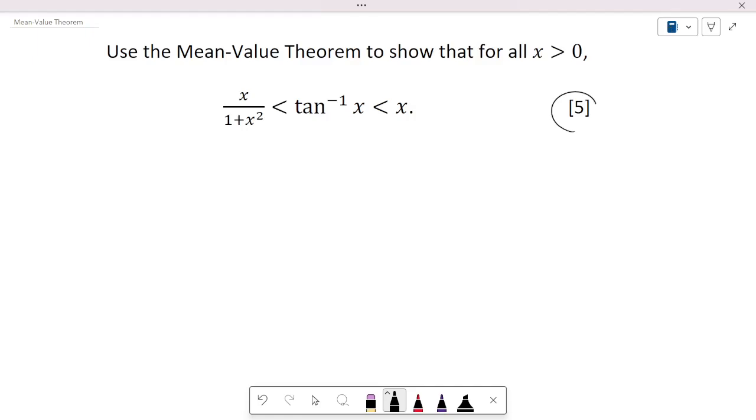Okay, so we have the following question. It's for 5 marks, by the way. Oh my goodness, I can't even fathom how long it took me to get the answer. Use the mean value theorem to show that for all x values that are greater than 0, meaning positive, right? X greater than 0 is positive. That x over 1 plus x squared is less than arctan of x, which is also less than x.